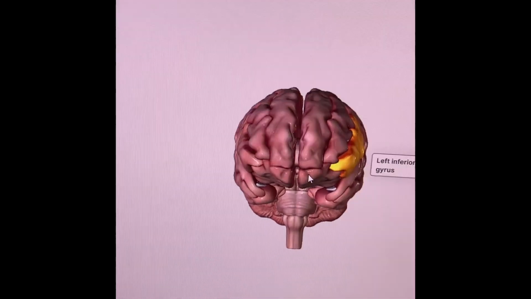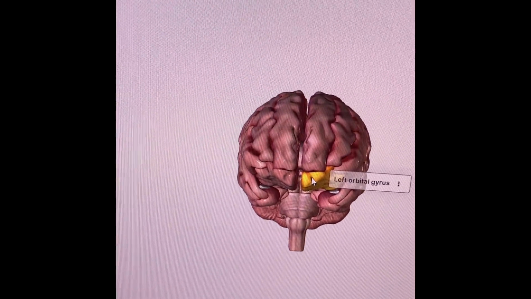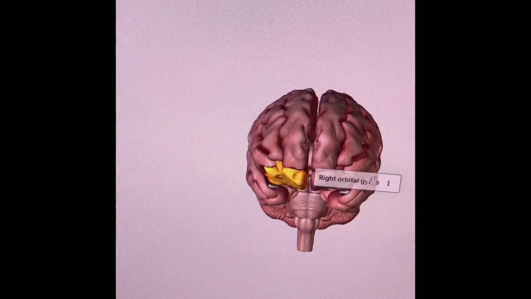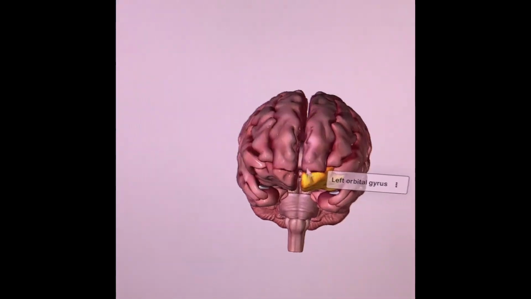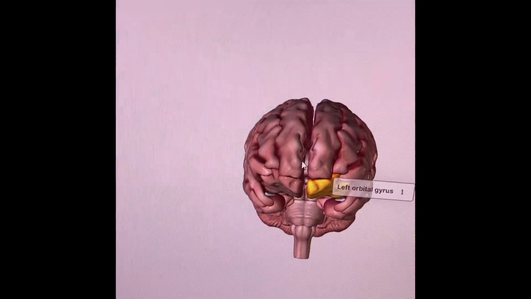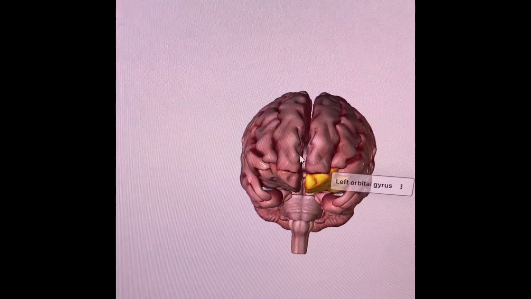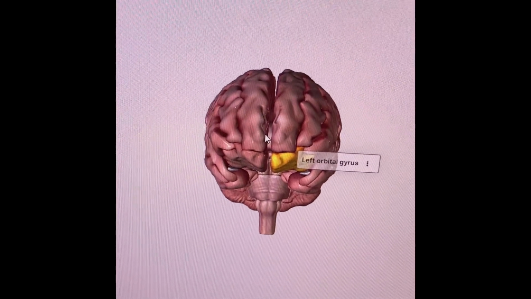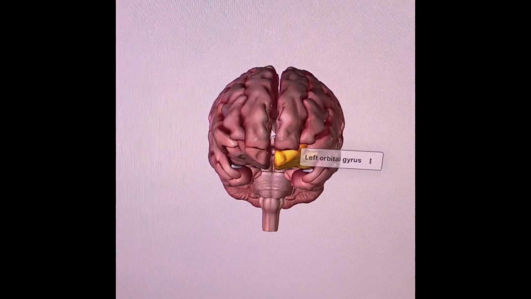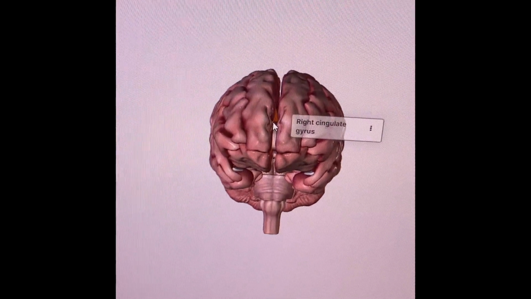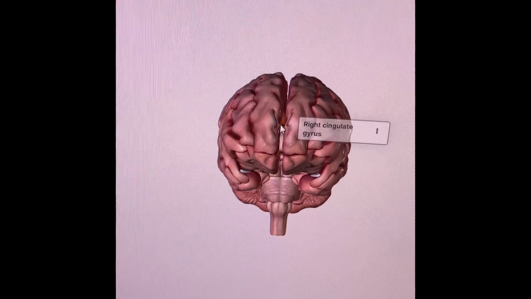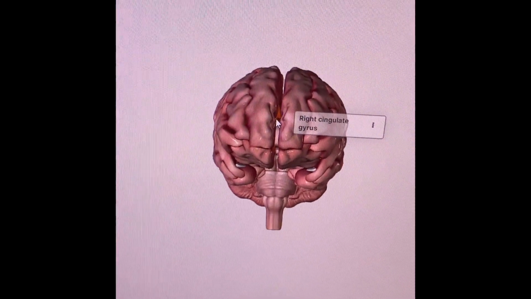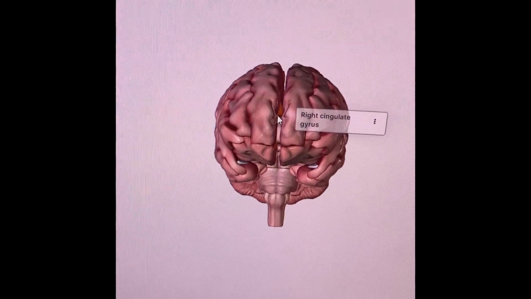The orbital gyrus is also part of the frontal lobes, which also has a right side and a left side. The frontal lobe processes motor information and higher level brain functions such as concentration, planning, problem solving, and personality. It also has a dedicated area for generating speech.